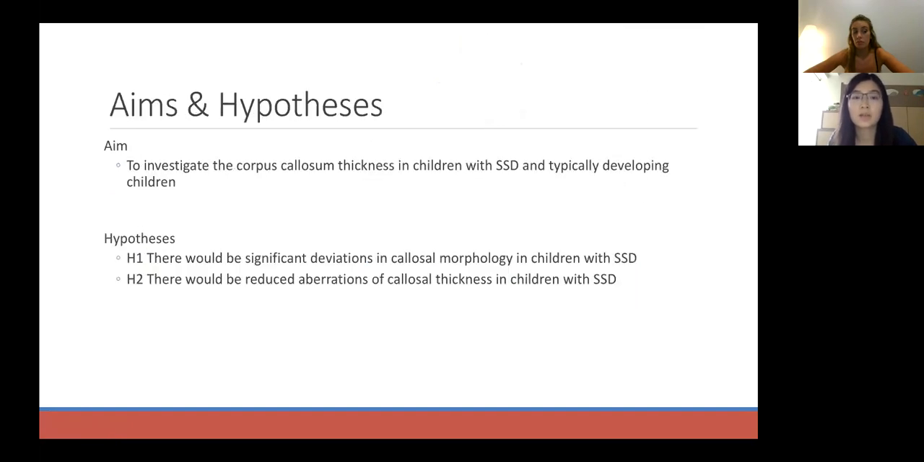This study will therefore investigate the corpus callosum thickness in children with speech sound disorders and compare it with typically developing children. Two hypotheses were generated. The first, there would be significant deviations in callosal morphology in children with SSD. Second hypothesis, there would be reduced aberrations of callosal thickness in children with SSD.